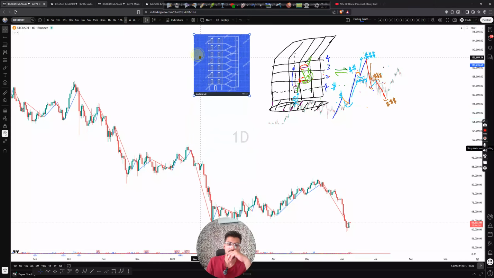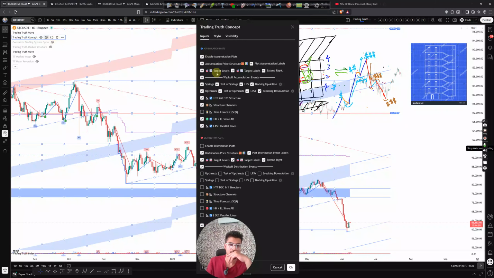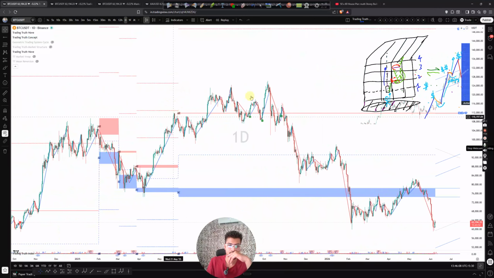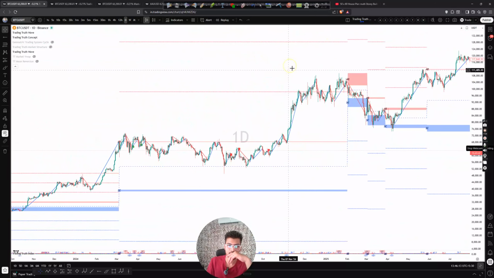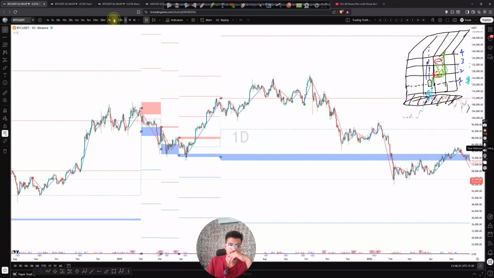All right, I'll just put it there. All right, and then I'll enable this one, trading truth concept. I enable that, and to explain it better, let me disable all this. And see here. Let me go to the 4 hour time frame.